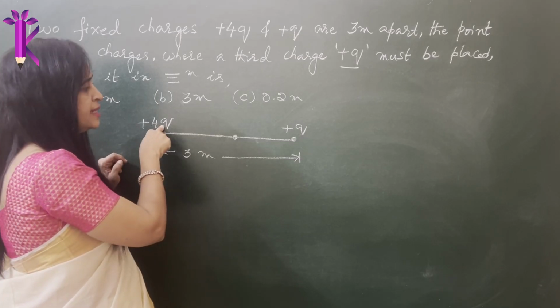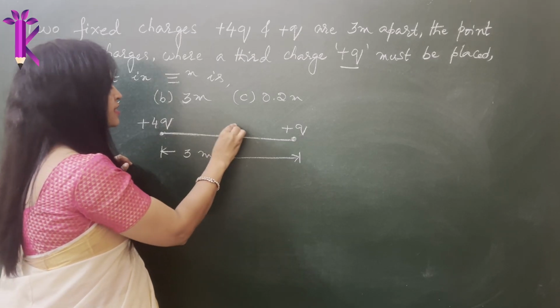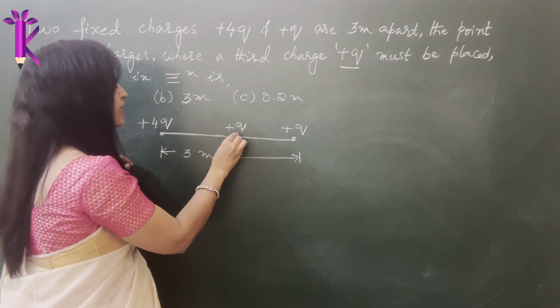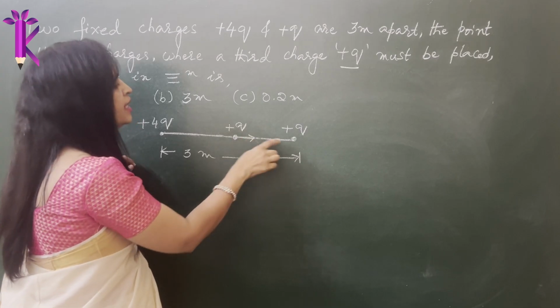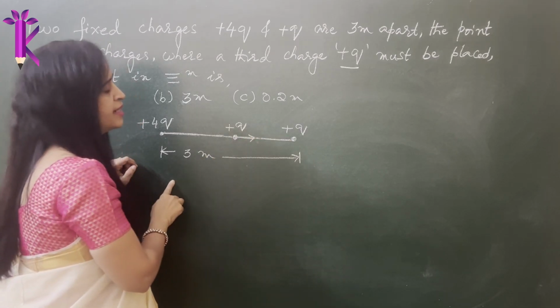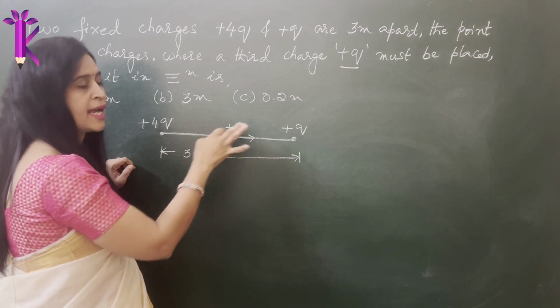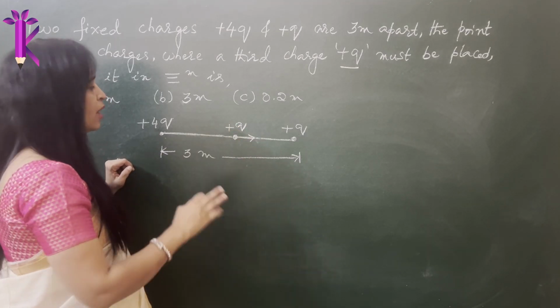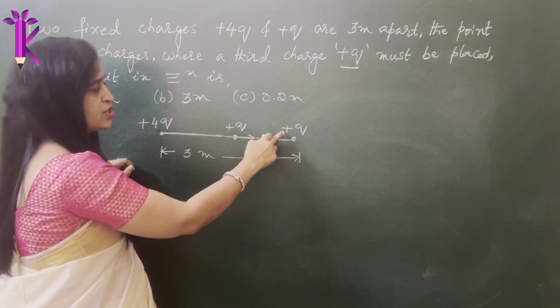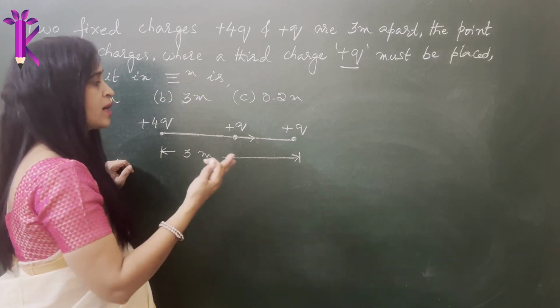This being greater in magnitude, obviously this charge will stay a little bit away. It will experience a greater repulsive force. Here also it will be experiencing a greater repulsive force, but it still finds a way to stay in between the charges. Now suppose one charge was positive and another charge was negative, what will happen?